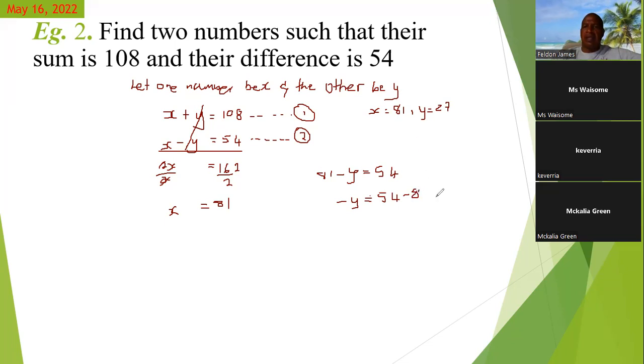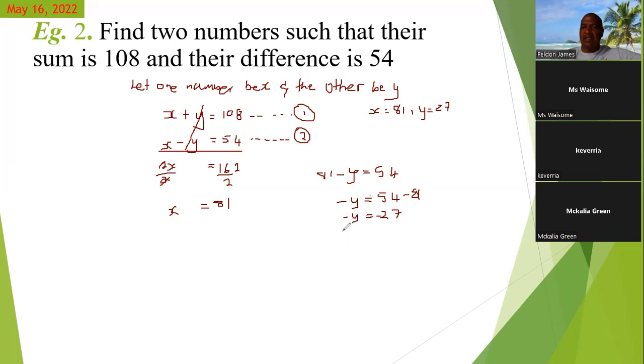And so when we take away 81 from 54, we know that we are still owing some amount. So instead we take away 54 from 81, and 4 from 11 would give you 7, and 5 from 7 will give you 2. So that would be 27. Negative 27, negative y equal 27.